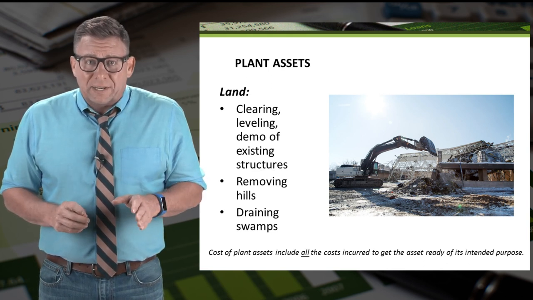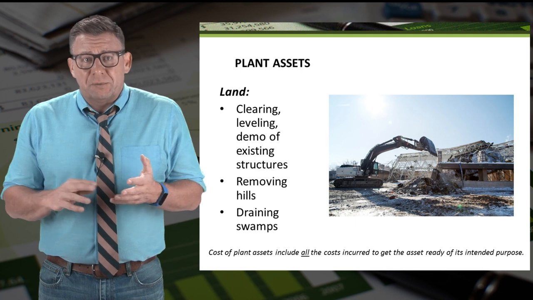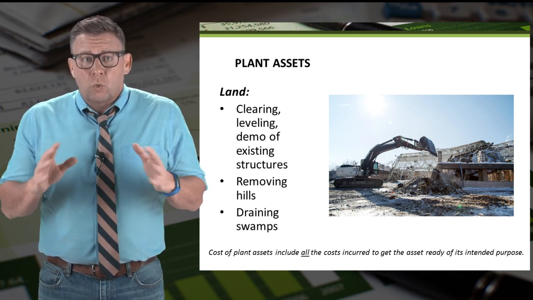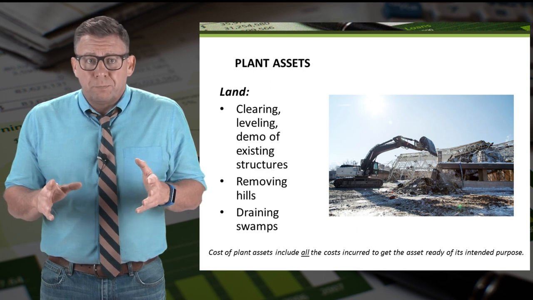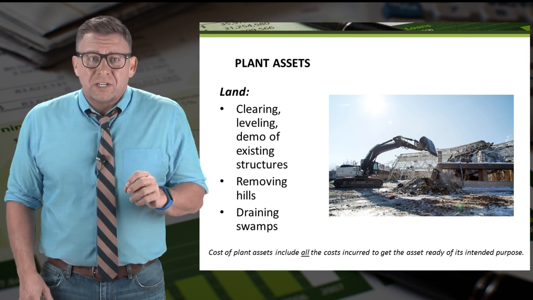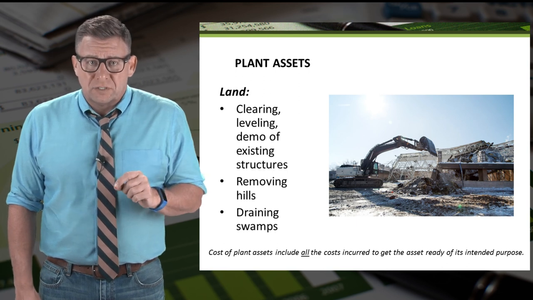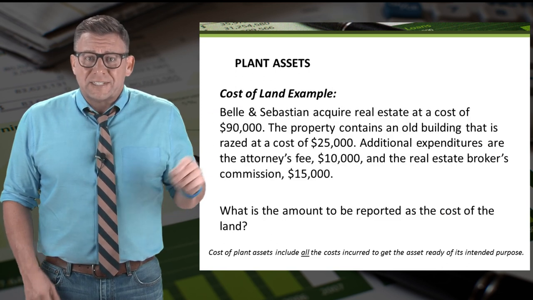When we buy land and it has an old building that needs to be razed, or a hill that needs to be flattened, or a swamp that needs to be drained and filled in, all of these costs are land costs and would be debited to the land account. Let's look at an example.